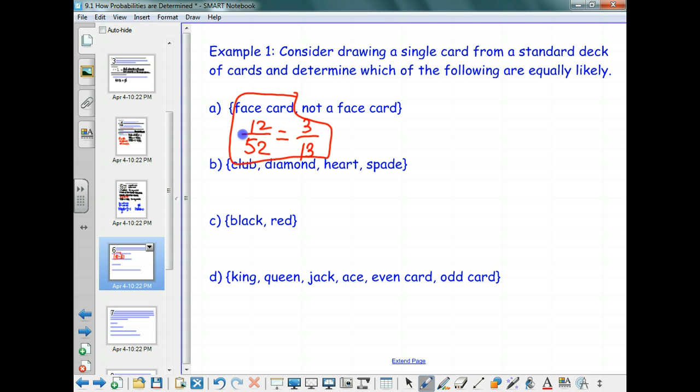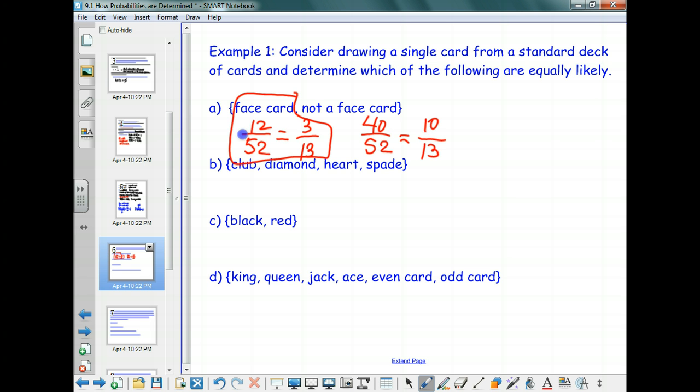Now let's do not a face card. How many cards are not face cards? 40. We'll get to your 10 in a second, Chelsea. 40 out of how many? 52. And Chelsea told me 10 out of 13, which would be by suit, right? There's 10 cards in each suit that are not face cards.